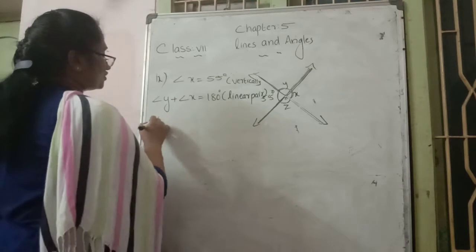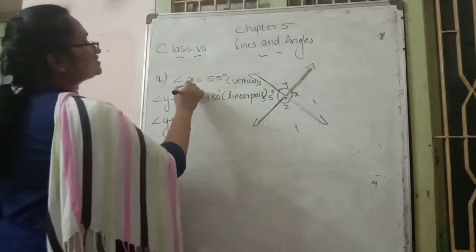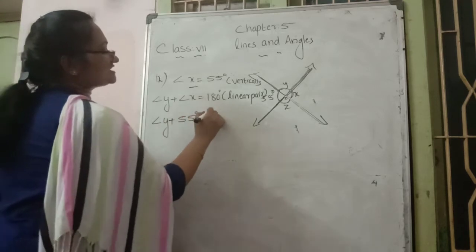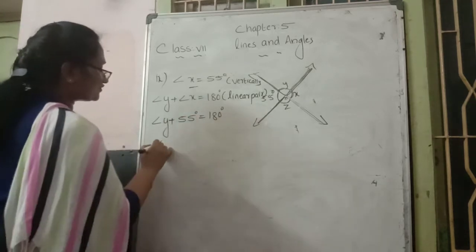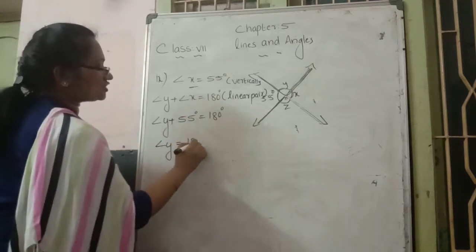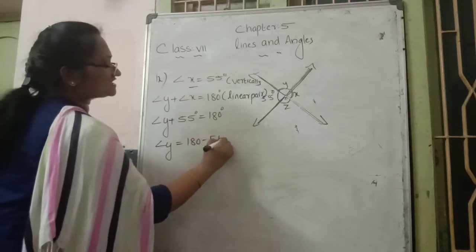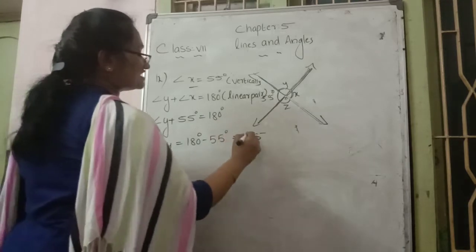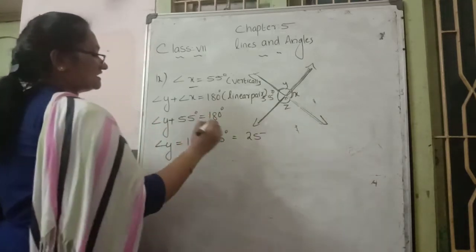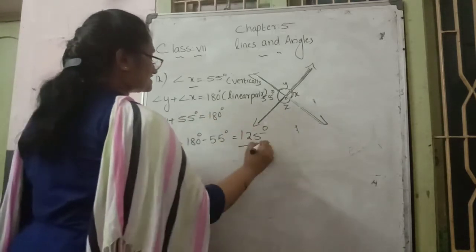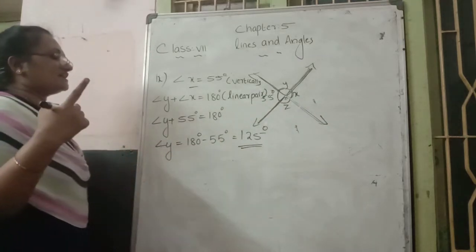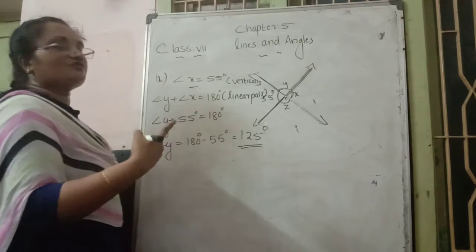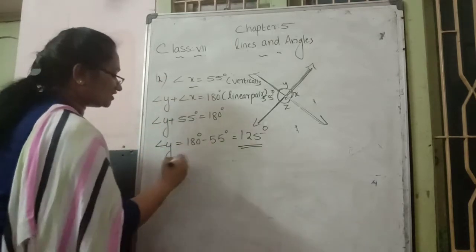The y value we don't know, only the y value. But just before, the x value we got is how much? 55 degrees. So y plus 55 is equal to 180. Sending 55 to the opposite side it becomes minus 55. Subtraction: 10 minus 5 is 5, 7 minus 5 is 2. Next, 125 degrees is which value? Angle y. Angle y becomes how much? 125 degrees. Angle y is 125.